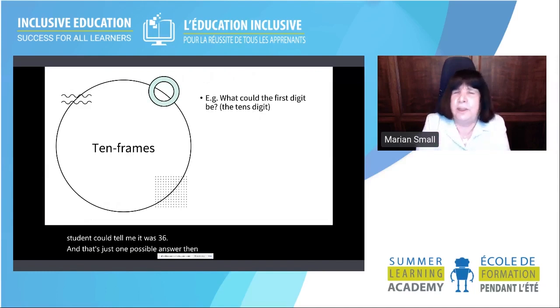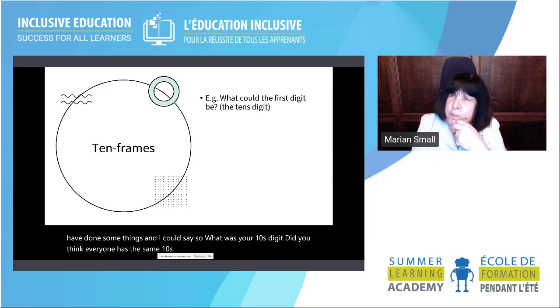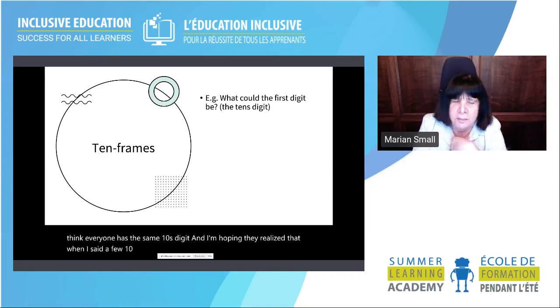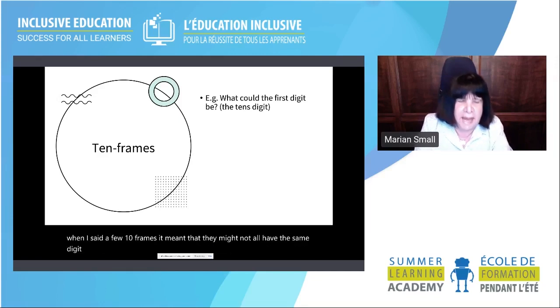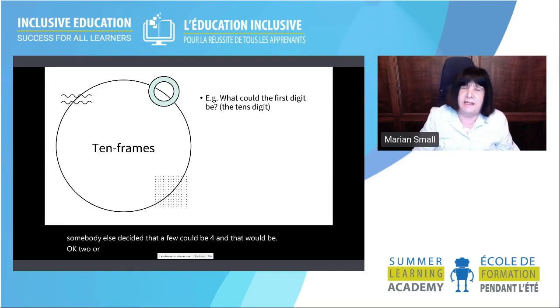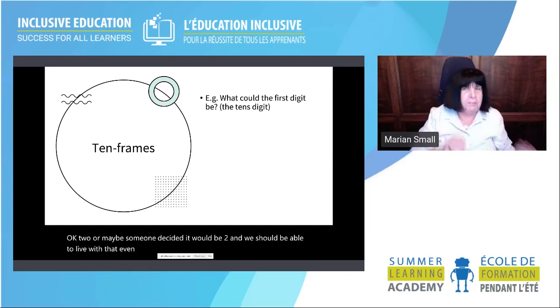Then I want to follow it up. So kids will have done some things, and I could say, so what was your tens digit? Do you think everyone has the same tens digit? And I'm hoping they realized that when I said a few 10 frames, it meant that they might not all have the same digit. Maybe some of them had 3 10 frames full, but maybe somebody else decided that a few could be 4, and that would be okay too. Or maybe someone decided it would be 2, and we should be able to live with that, even though some of you might balk at that.